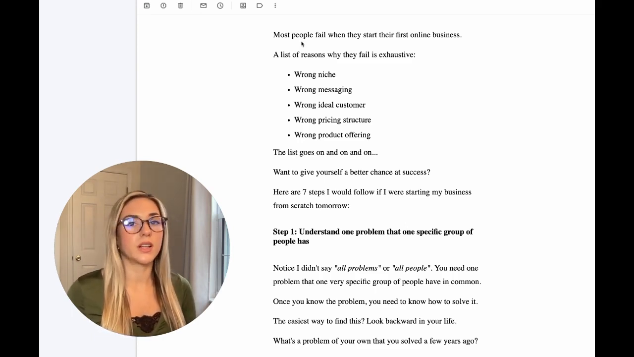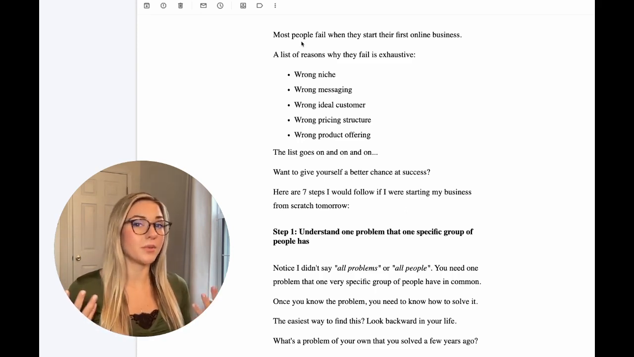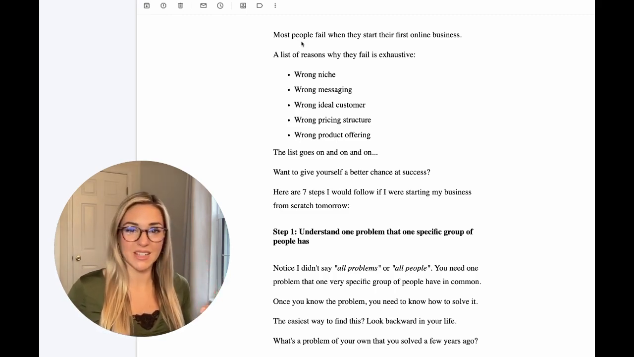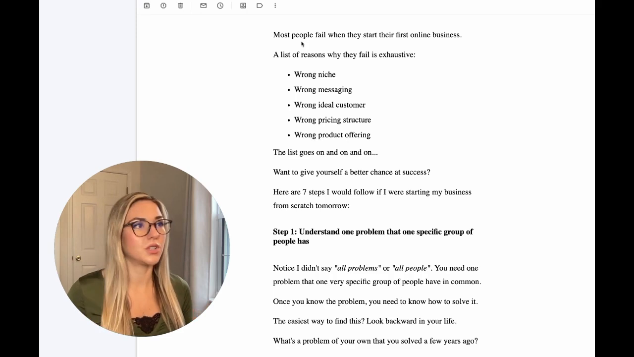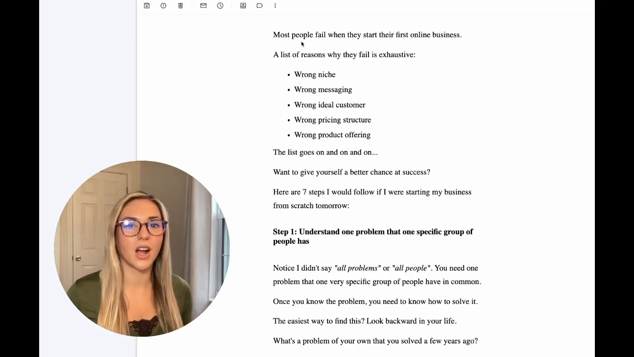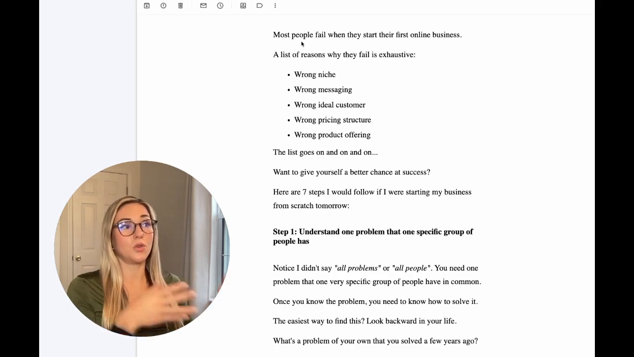So right there, he points out the problem. Then he begins to agitate the problem, or in my opinion, make the prospect feel seen, because most likely they understand that they don't want to make any of those mistakes, right? They're in the process of choosing the right niche, getting their messaging fine-tuned, finding their ideal customer, and these are mistakes they want to avoid.